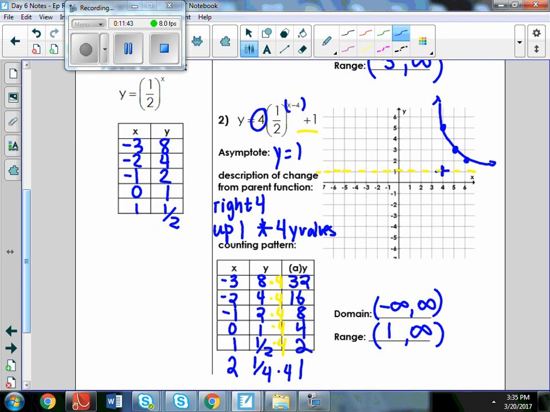So it's just like 2, but it's decreasing from left to right because this is decay. And your calculator will graph them for you, but we want you to see that you can graph them without your calculator. What do you think? Questions?